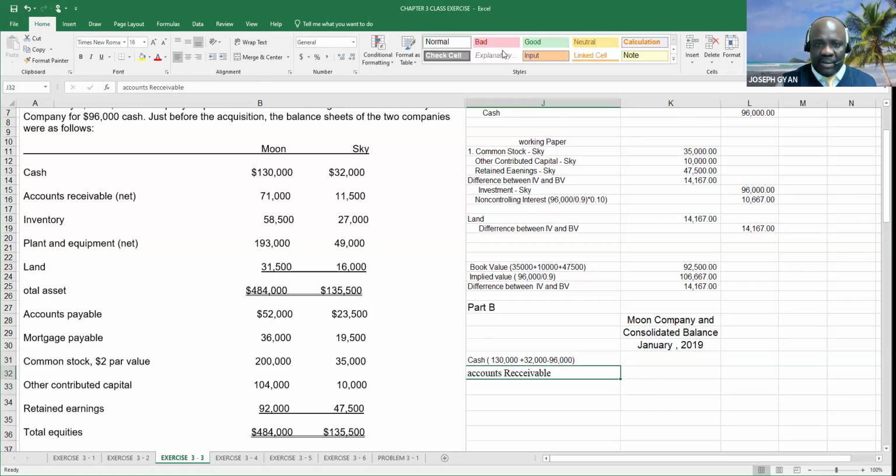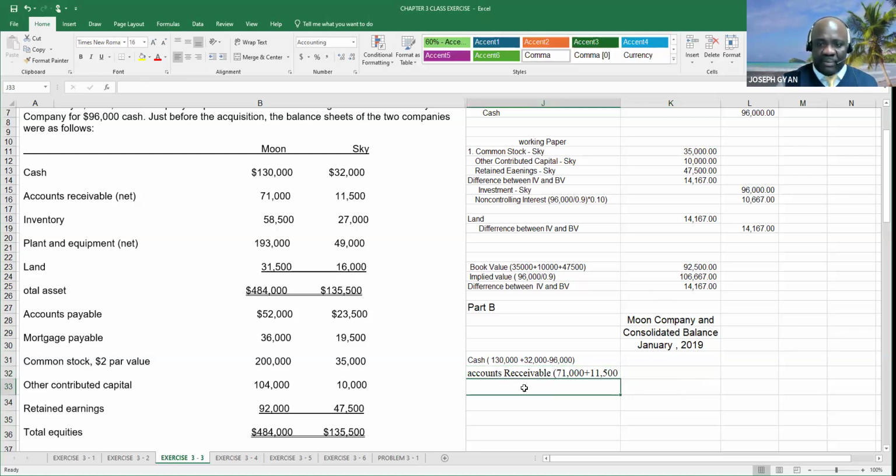How much is the accounts receivable here? We have 71,000 plus 11,500. So how much is the accounts receivable? When you finish, let me know. I'll just enter the number.